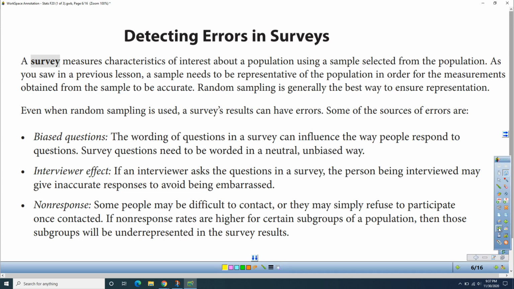Now, non-response bias is a little bit tougher. Some people may be difficult to contact or may simply refuse to participate once contacted. If non-response rates are higher for a certain subgroup of a population, then those subgroups will be underrepresented in the survey results. And so your analysis of the data may be off.